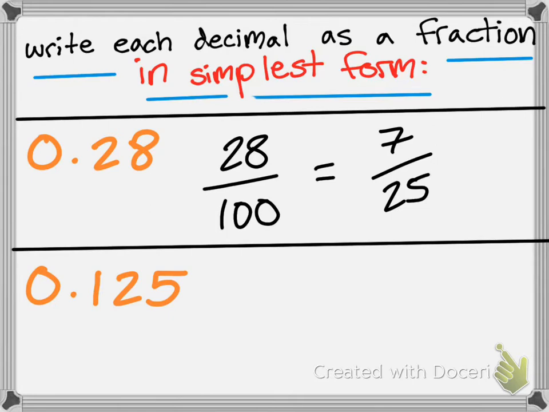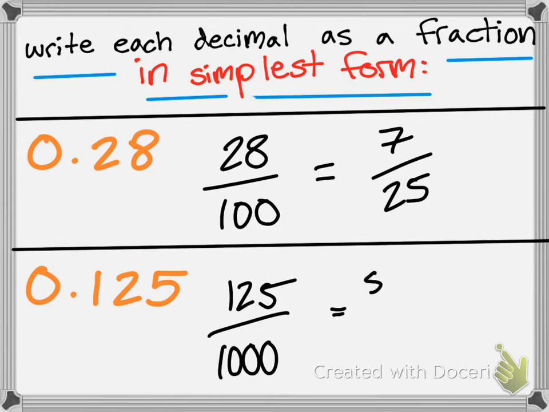So, Oslin, what is the initial fraction for 0.125? I got 125 over 1,000. Perfect. 125 over 1,000. Excellent. And then, Alex, what is the simplified version of that? So, to simplify it, I used 25, so I divided them both by 25, and I got 5/40. So we got 5/40. Can we get it even smaller? Lennox? We could do 1/8. Perfect. 1/8, because they also share a greatest common factor.